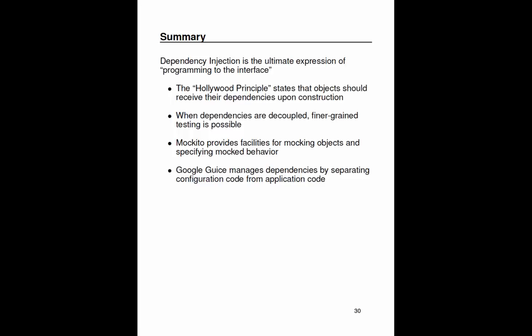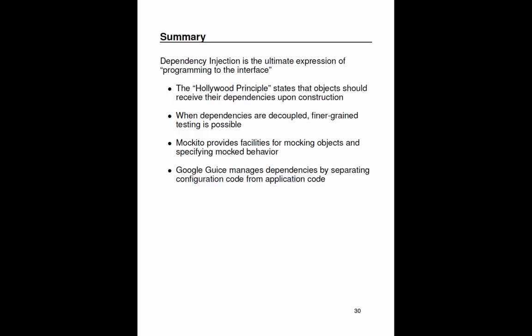What the dependency injection design pattern does for you is it decouples your objects so you can have finer grained testing. So you don't need to create as many objects, or do as much setup, in order to test them. Now we saw an example of a framework called Mockito that provides facilities for mocking objects, so that you can use these mock objects in your test. So the dependencies of the code under test can be expressed using mock objects that can then be configured to behave how you want them to behave for your test.